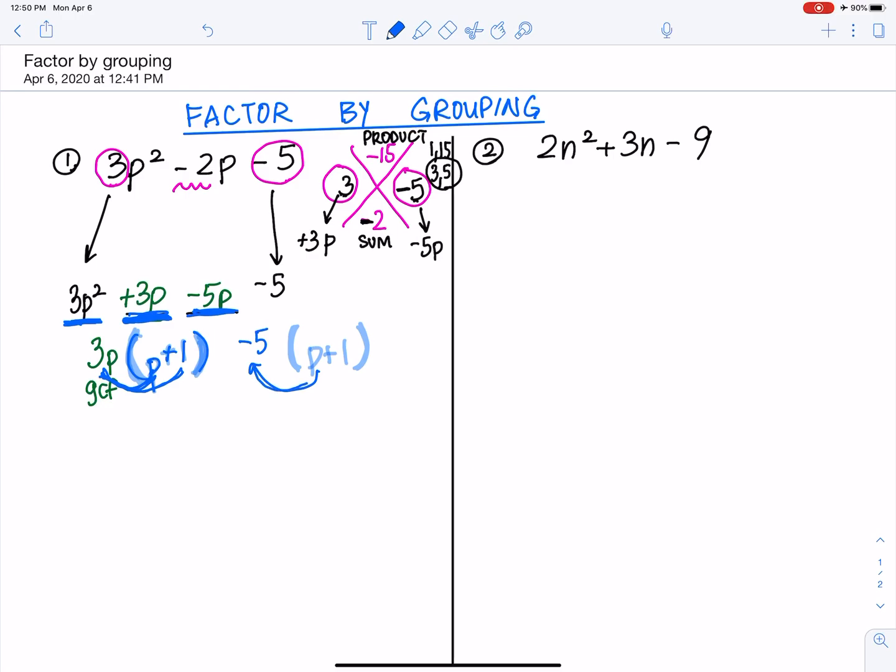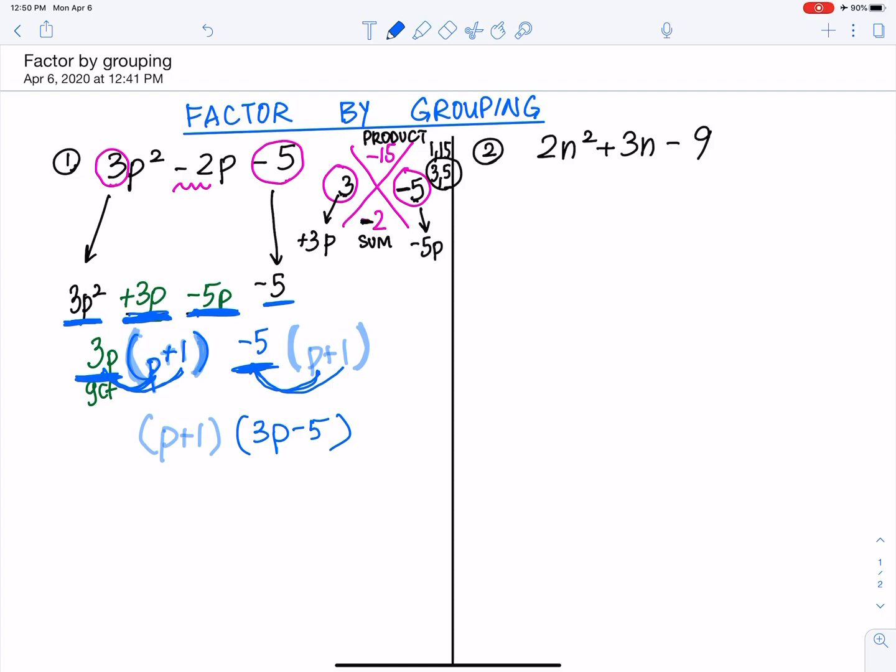Negative 5 times p is negative 5p, and negative 5 times 1 is negative 5. So here, our group is p plus 1, and that group hung out with two terms. What's the first term it hung out with? 3p, and it also hung out with negative 5.